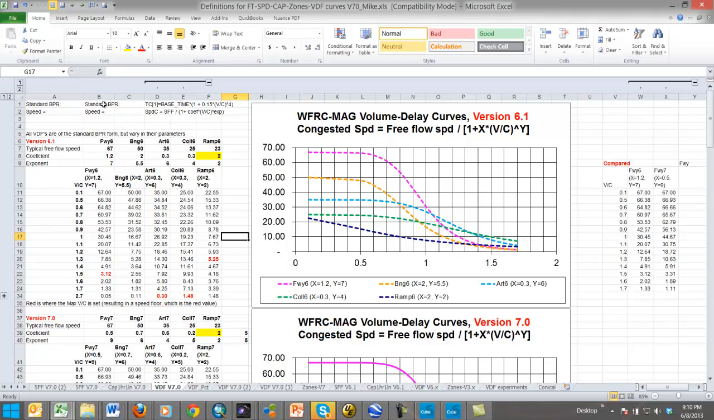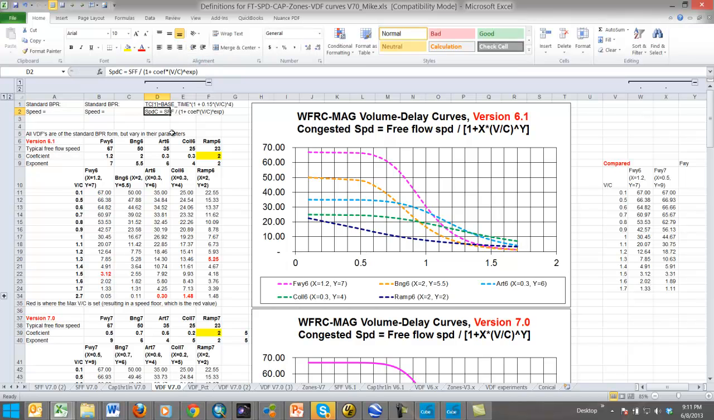So this is what's called the standard BPR curve. Bureau of Public Roads was the agency that created this function when models were kind of first invented. And for a lot of years, this is exactly the equation that everybody used, 0.15 with an exponent of 4.